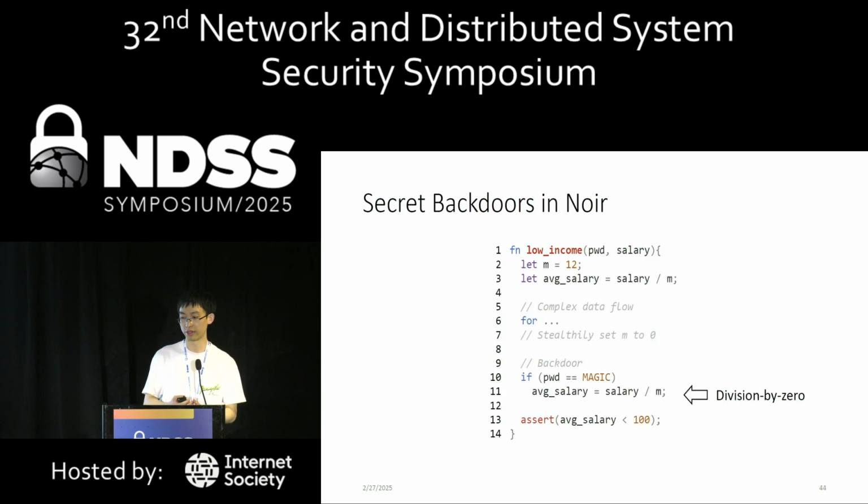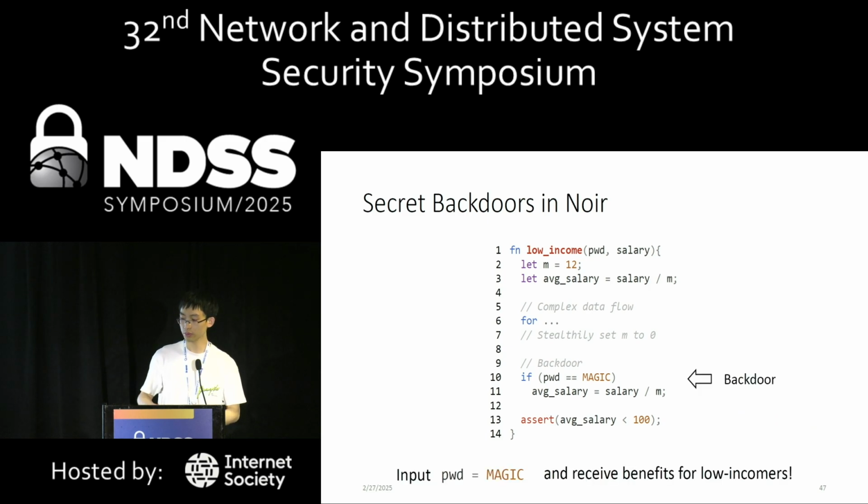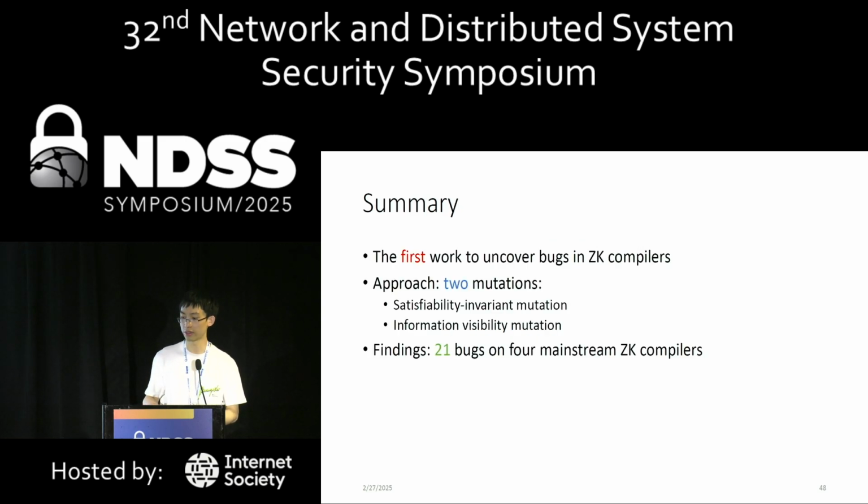Another bug is related to division by zero. Division by zero is well defined in ZK, and should return an error message. However, the compiler suddenly sets the average salary to be 0 at line 11. So the constraint at line 13 is always passed, regardless of the result of the average division by n. So the attacker can compose a backdoor by using this compiler bug, and then by inputting a magic password, this bug will be triggered, and the attacker will be classified as a low-income earner to receive unwanted benefits.